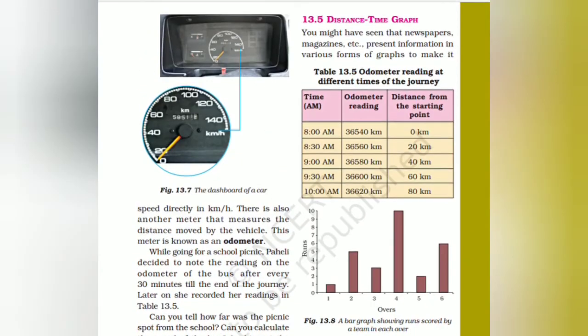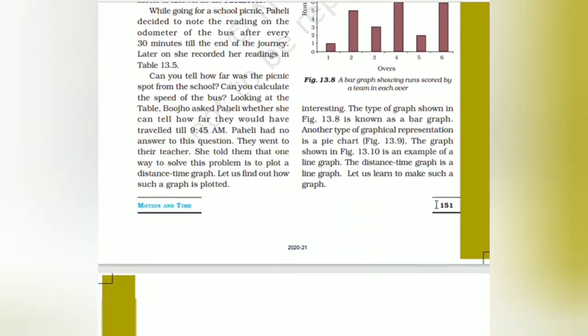Here, a odometer is given, from which a time distance graph is taken. They had started at 8 a.m. and ended at 10 a.m. Starting from 8 a.m., the distance read in the odometer is 36,540 kilometers. The distance from the starting point will always be 0, and the distance covered till the last point is 80 kilometers.